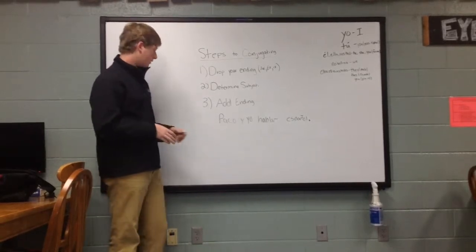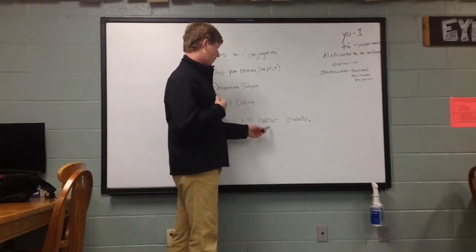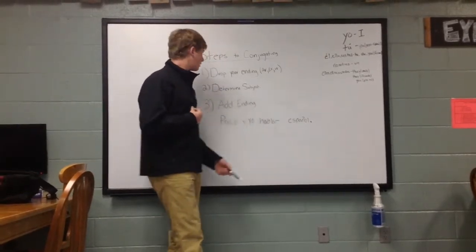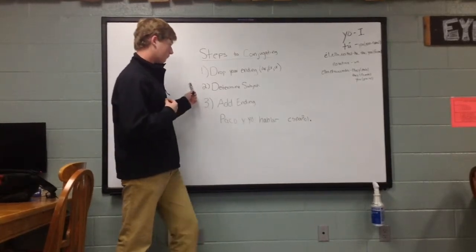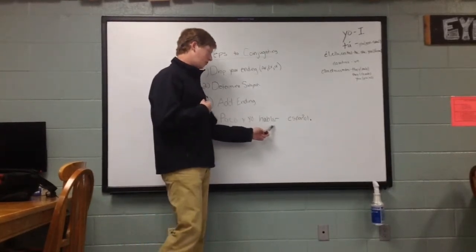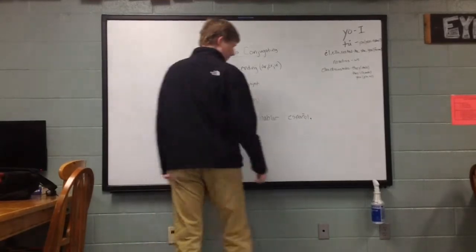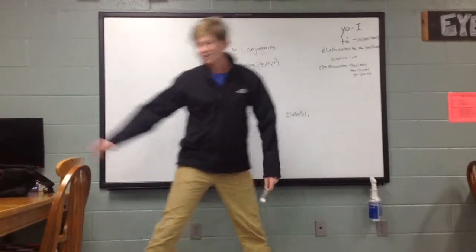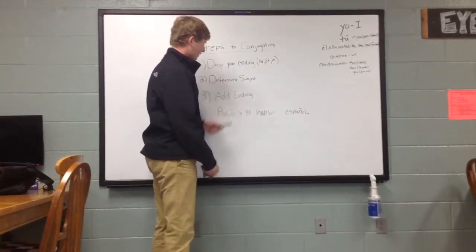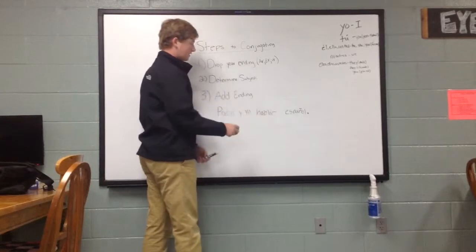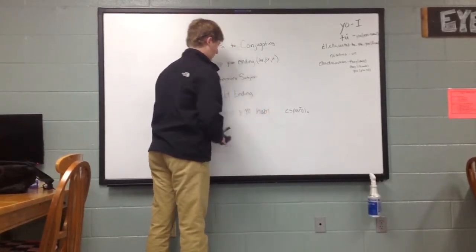For example, Paco y yo habla español. So first, we need to drop our ending on our verb. Our verb this time is hablar, which means to talk. Hablar. Drop your ending. So the ending in hablar is AR. So we're going to drop that. Okay, so we've done that.